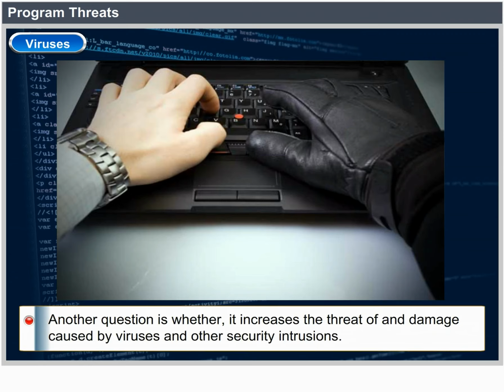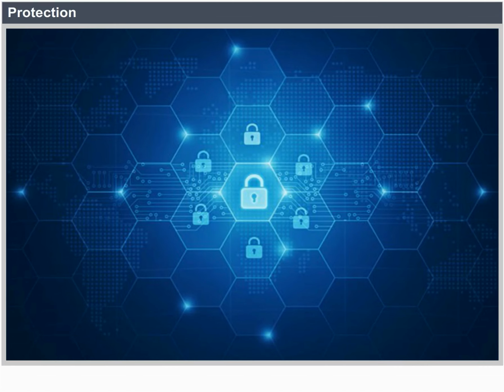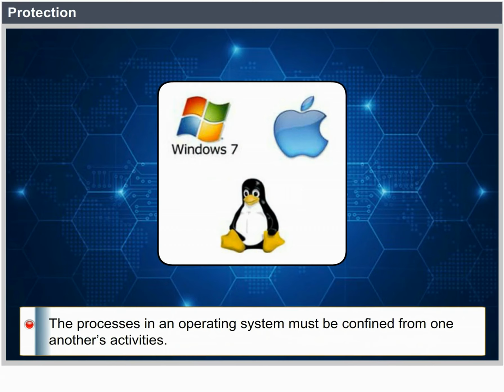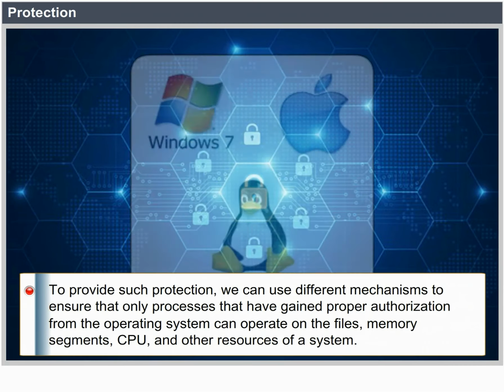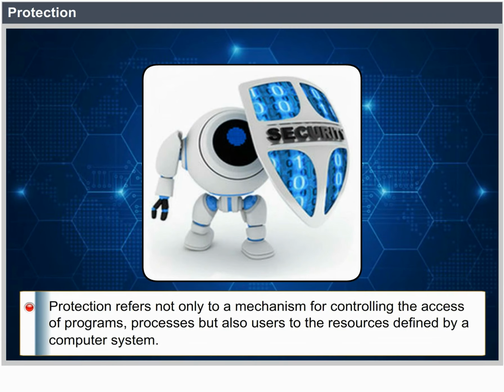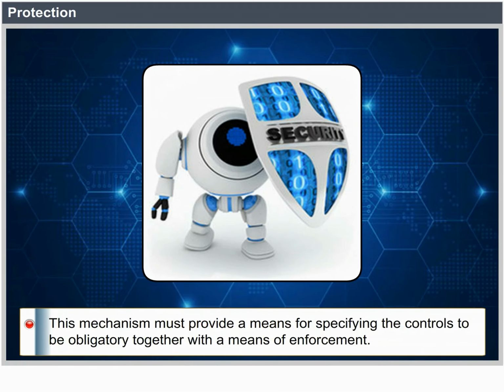intrusions. Protection. The processes in an operating system must be protected from one another's activities. To provide such protection, we can use various mechanisms to ensure that only processes that have gained proper authorization from the operating system can operate on the files, memory segments, CPU, and other resources of a system. Protection refers to a mechanism for controlling the access of programs, processes, or users to the resources defined by a computer system.